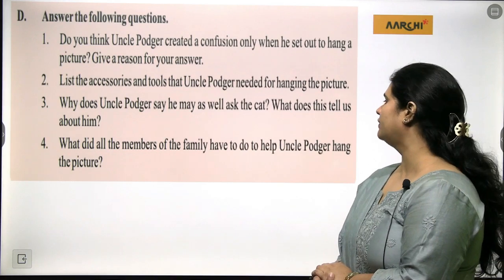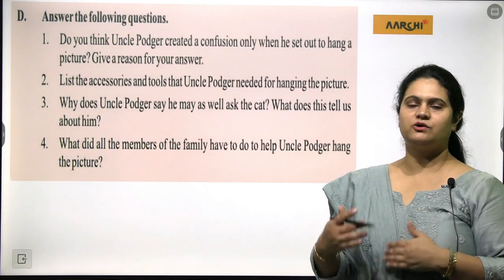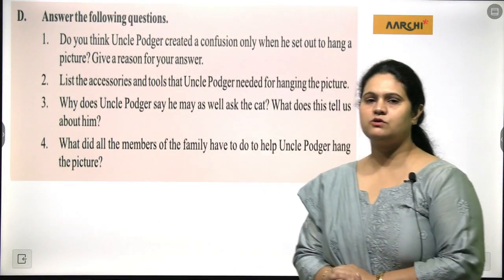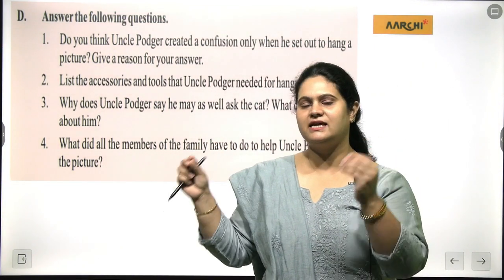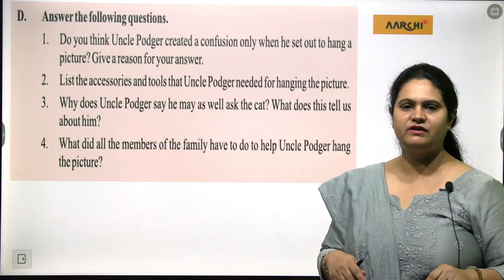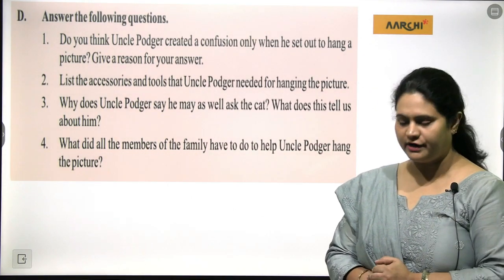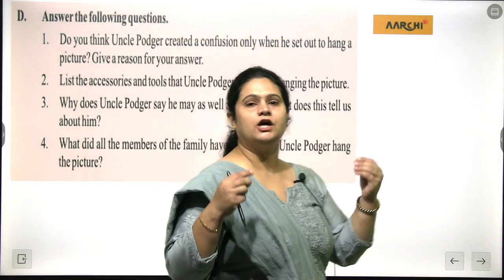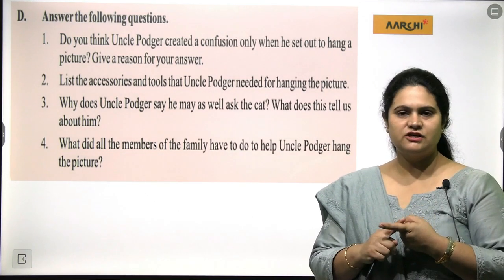What did all the members of the family have to do to help Uncle Podger hang the picture? So, first of all, he sent a girl to get the nails, and again sent a boy after that girl to get the right size of the nails. After that, he ordered Bill to get him what? What did he order him? He asked him to get a hammer, right? After that, he asked Tom to get him a rule, a step ladder, and a kitchen chair, right?